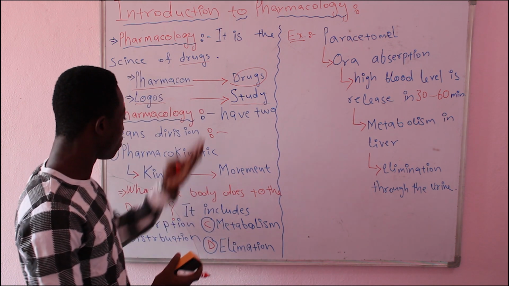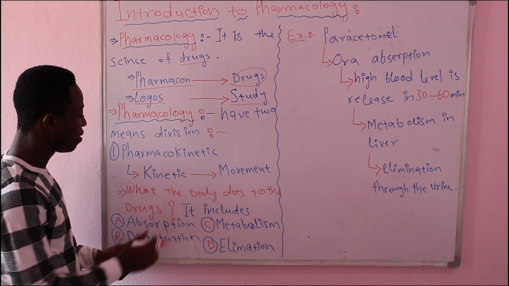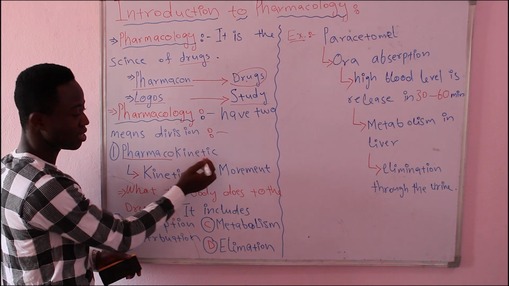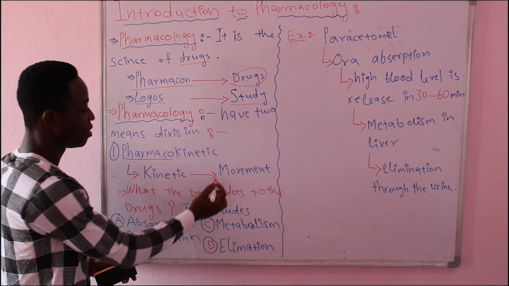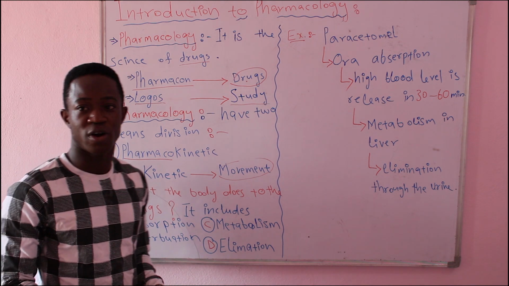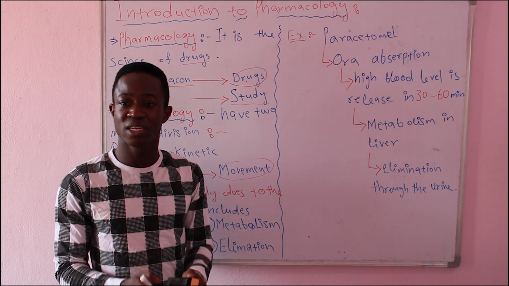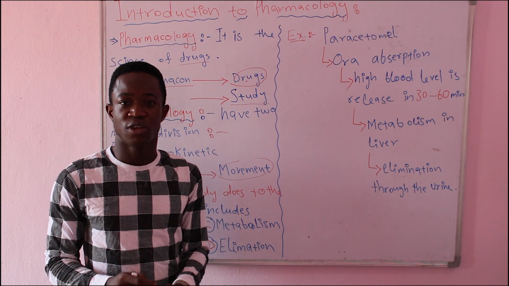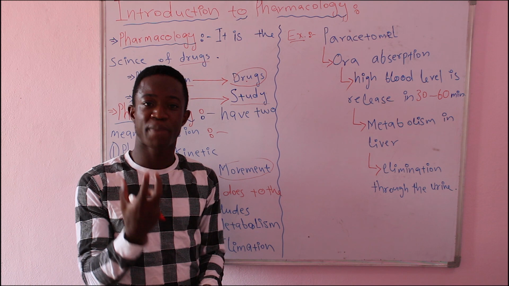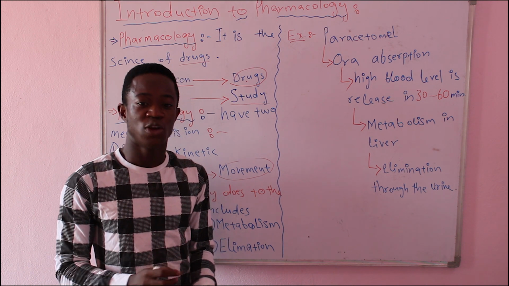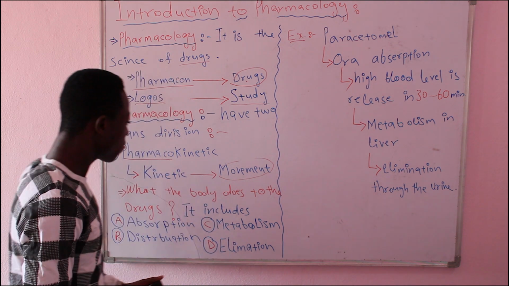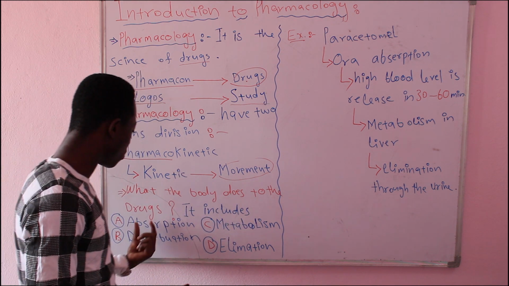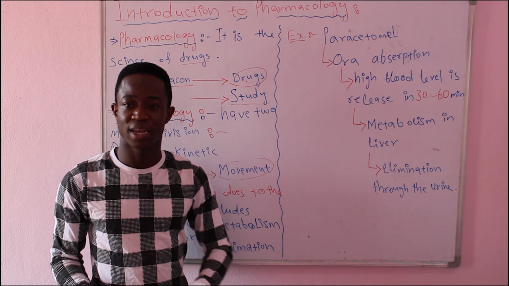So in pharmacokinetics, I already told you that pharmakon means drugs. Then what is kinetics? Kinetics is movement. So in other words, it is what the body is going to do to the drugs. What the body does to the drugs is called pharmacokinetics.